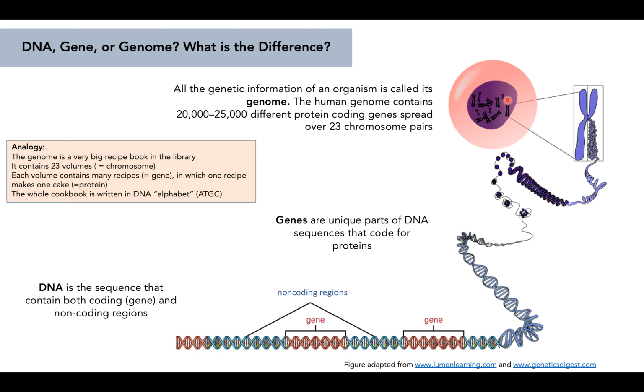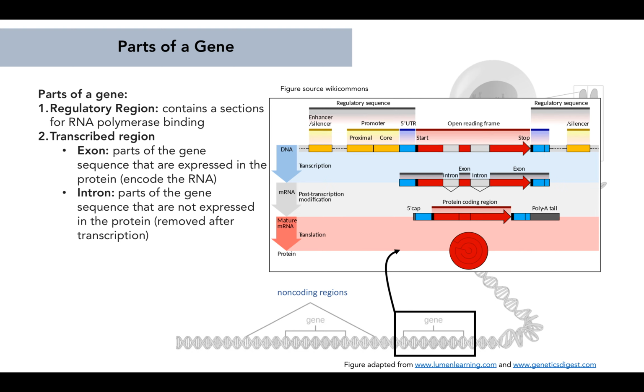So we can say that one recipe is one gene. So each chromosome contains thousands of genes, in which each gene will make one protein, or one recipe will make one cake. And the whole cookbook is written in the DNA alphabet. So this is a little analogy just for you to remember exactly what is the difference between a DNA, gene, and a genome.